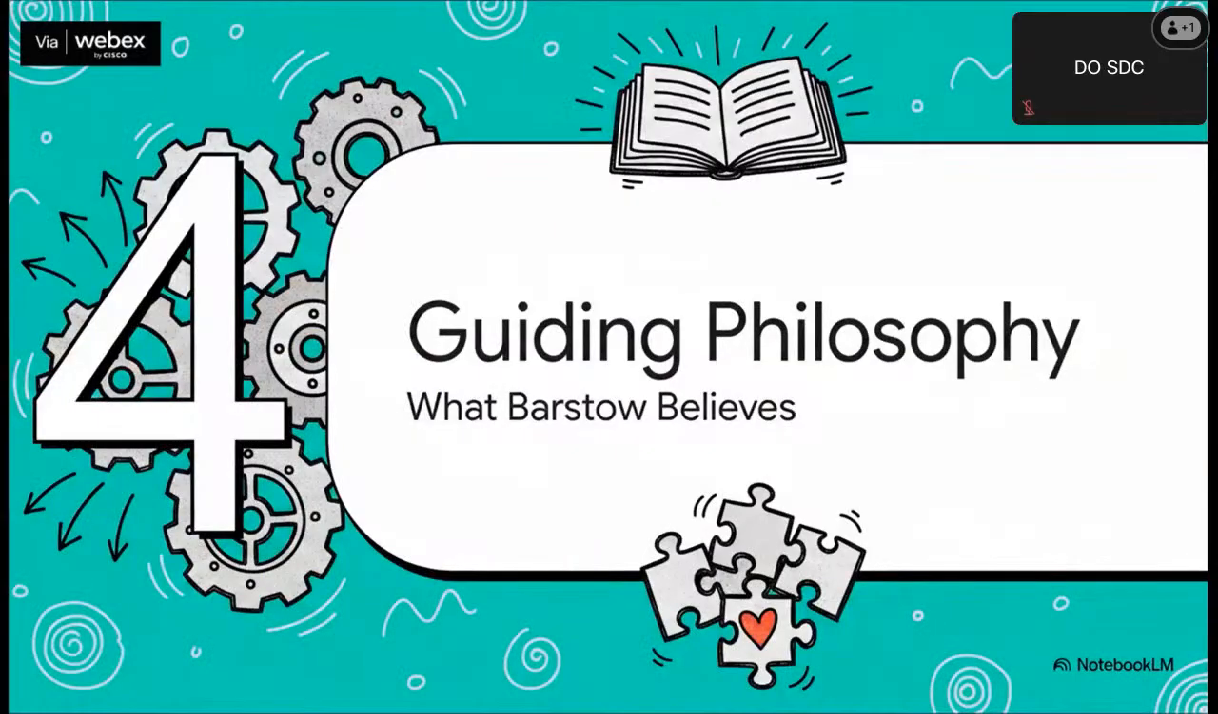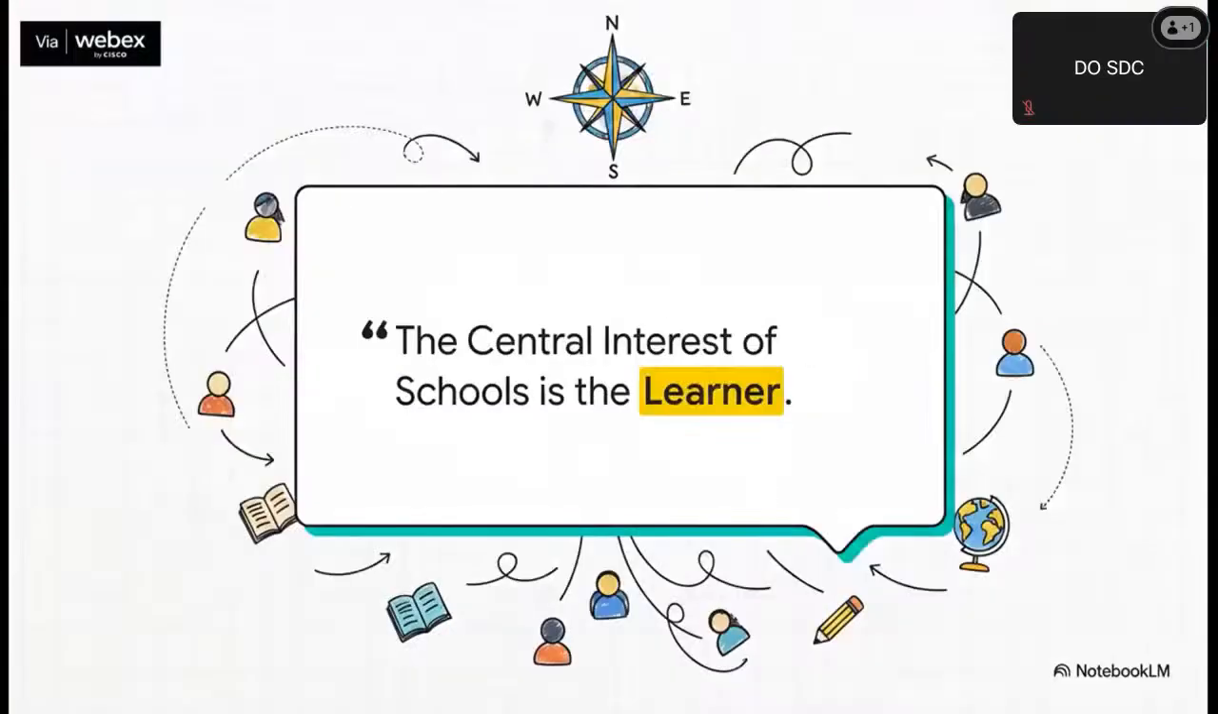But, you know, it's not just about checking legal boxes. What's the real heartbeat of a district? It's their philosophy. It's what they truly believe. And that belief ends up shaping every single decision they make. And for Barstow Unified, it all comes down to this one super powerful idea. You can forget the bureaucracy, forget the buildings, forget all the other stuff. The central interest, the only interest that truly matters, is the learner. That right there, that's their North Star.